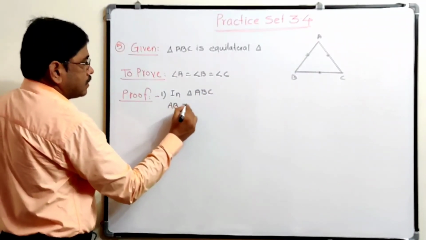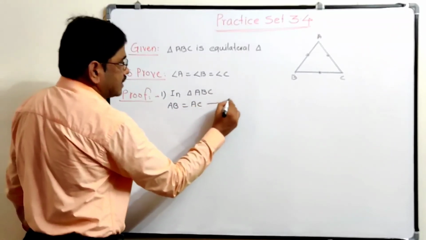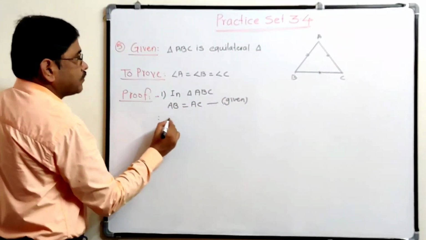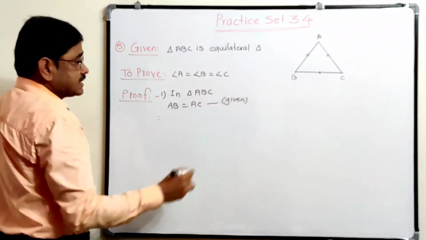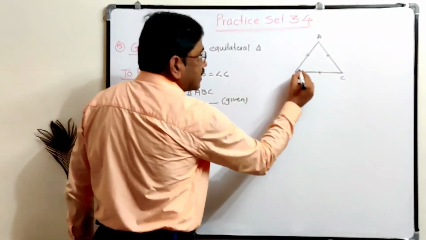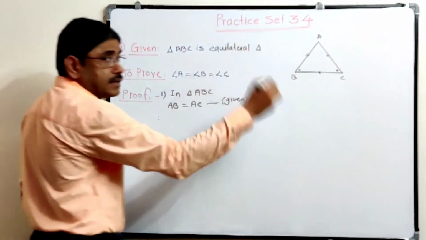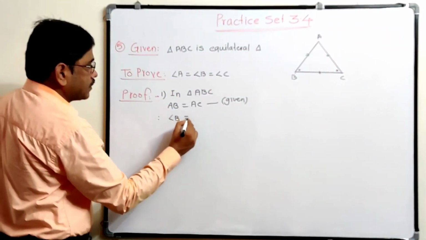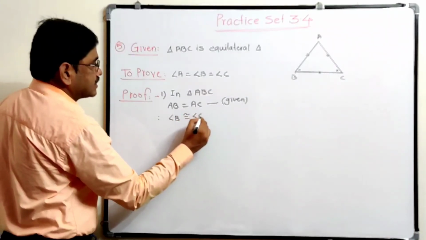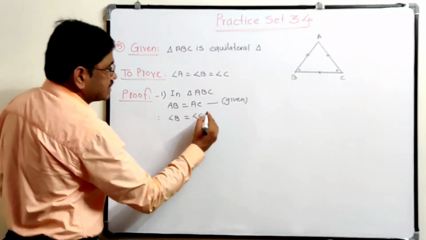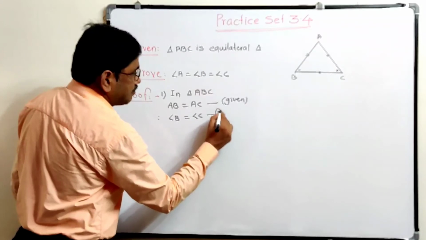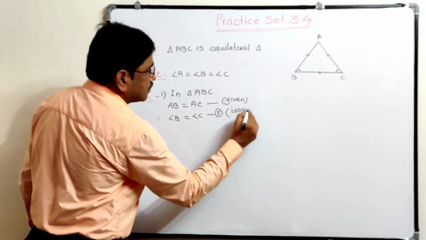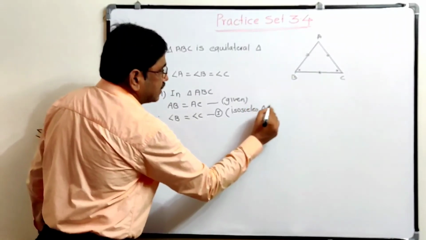AB equals AC, that is given. Therefore, if AB equals AC, it becomes an isosceles triangle, which means angle B is congruent to angle C, angles opposite to congruent sides. Therefore angle B is congruent to angle C, or angle B equals angle C. This is our statement number 1, and the reason is the isosceles triangle theorem.